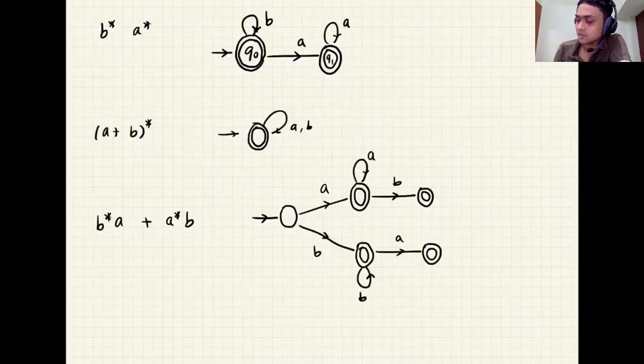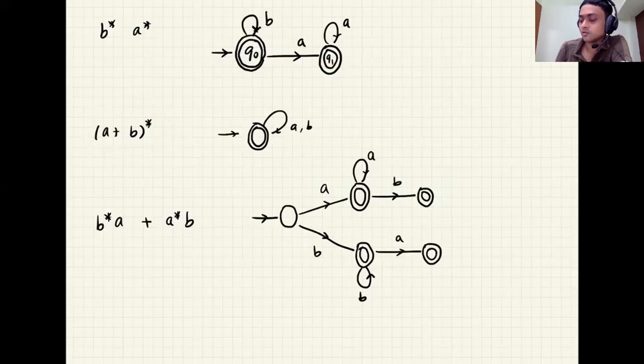So here are the other examples that we had mentioned. One is b star a star. So here is the DFA. The initial state will be an accepting state because epsilon has to be accepted. You can keep seeing b's. The moment you see an a, you will have to see only a's. So that's how you read this automaton.